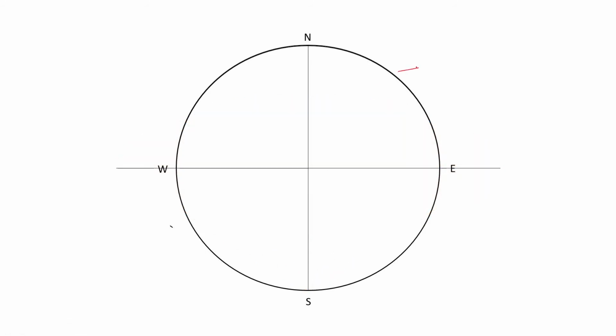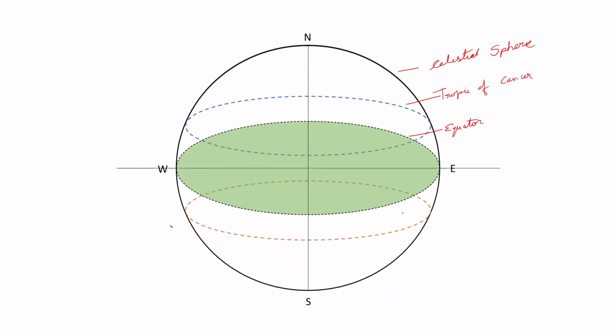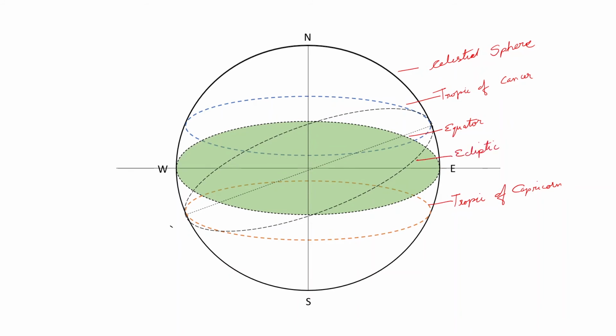This is the celestial sphere with north-south and east-west directions. North-south will represent the prime meridian and the east-west direction represents the equatorial line. This is the equator, the Tropic of Cancer, the Tropic of Capricorn, and this is the ecliptic, which is the annual path of the sun around the earth.